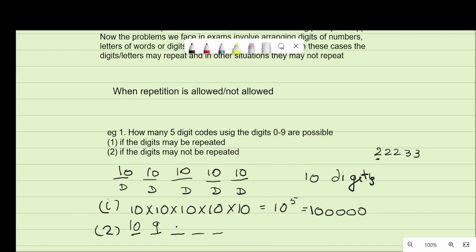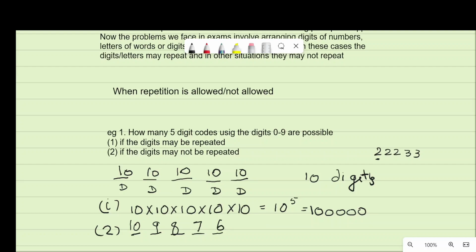What about the third position? You only have 8 choices to make because you cannot repeat. You cannot use the 2 that you already used in the first and second position. So now for the fourth position, you are only left with the 7 choices to make. Then in the last one, you are only left with the 6 choices to make.